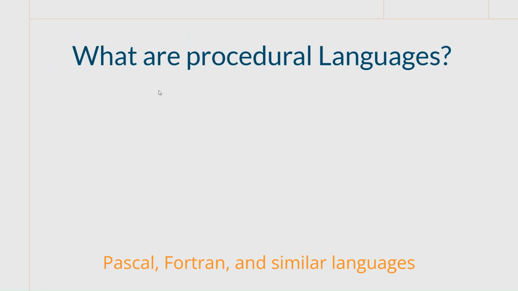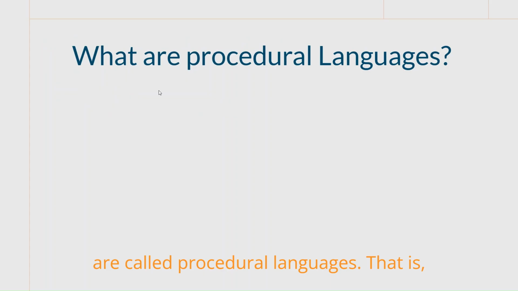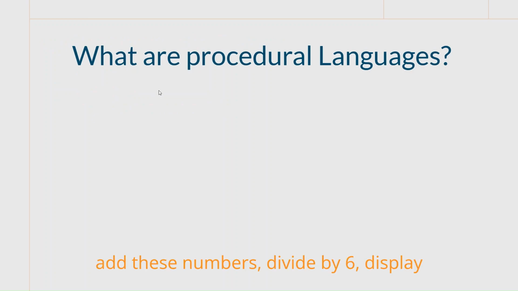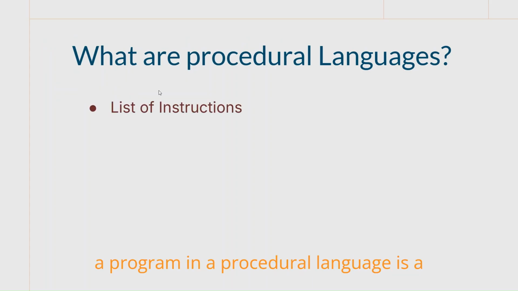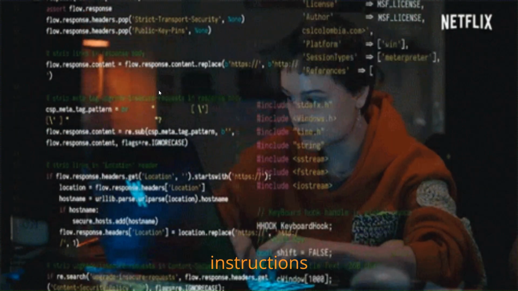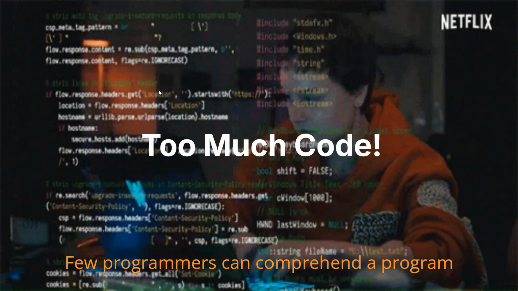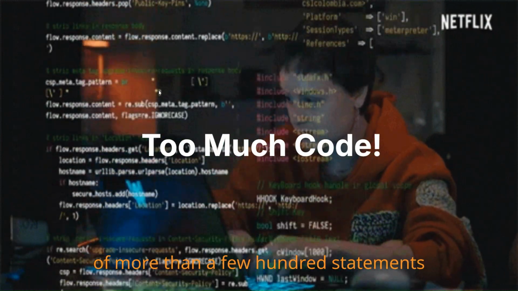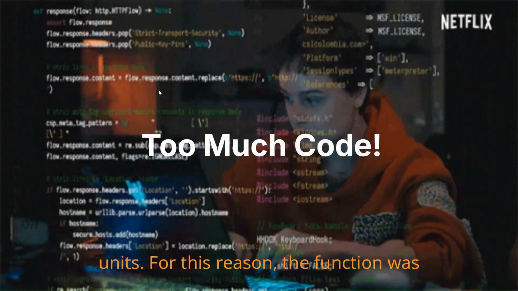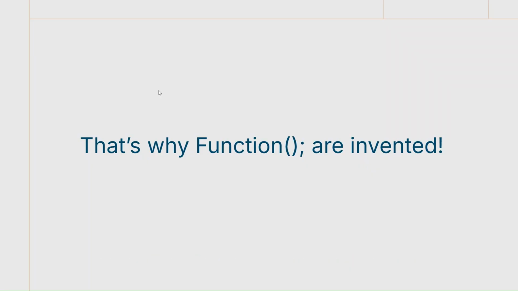C, Pascal, Fortran, and similar languages are called procedural languages. That is, each statement in the language tells the computer to do something: get some input, add these numbers, divide by 6, display the output. A program in a procedural language is a list of instructions. When programs become larger, a single list of instructions becomes unwieldy. Few programmers can comprehend a program of more than a few hundred statements unless it is broken down into smaller units. For this reason, the function was adopted as a way to make programs more comprehensible to their human creators.